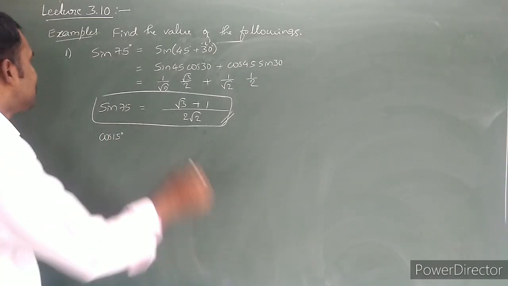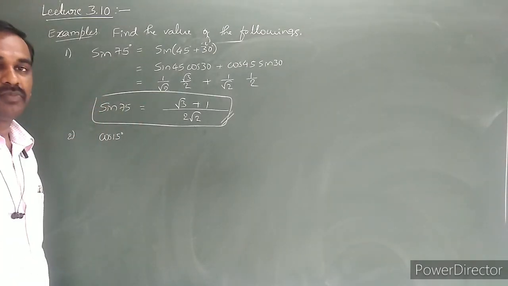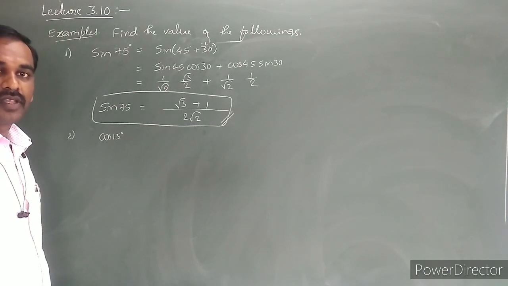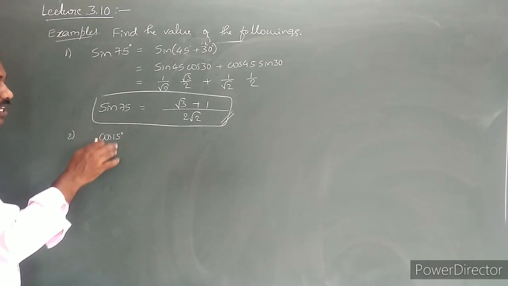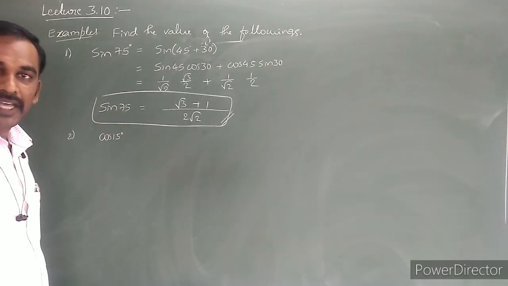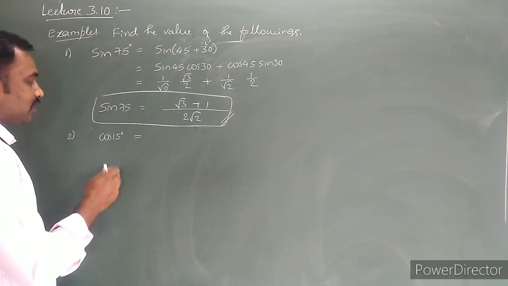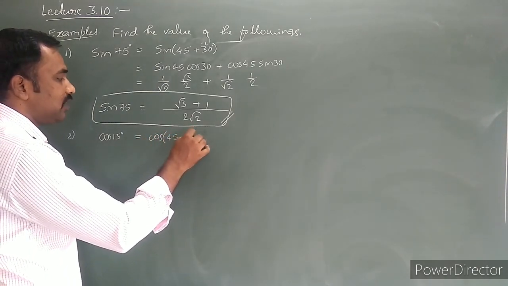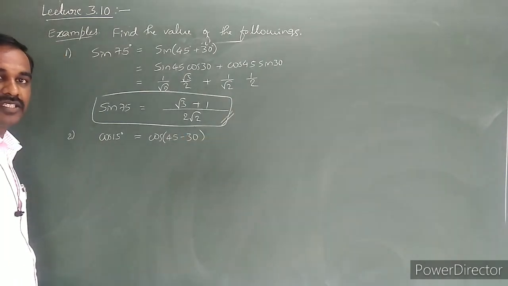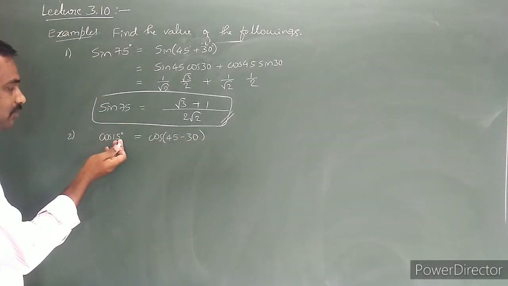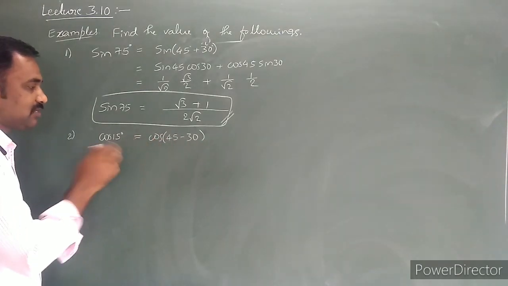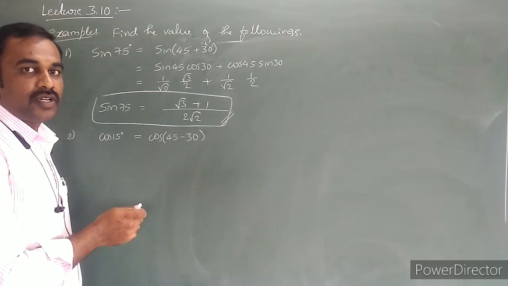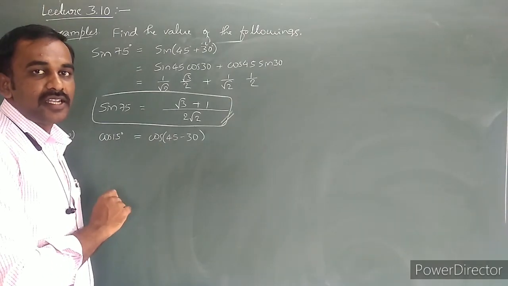Suppose you want to find the second example, the cos of 15 degree value. Is it possible to find the cos of 15 degree value? Yes. The cos 15 degree is the same as the sin 75, or else we can write it as cos of 45 minus 30 degree. 45 degree minus 30 degree will give 15. Cos of 45 minus 30 is cos of x minus y. What is the cos of x minus y? Cos x cos y plus sin x sin y.